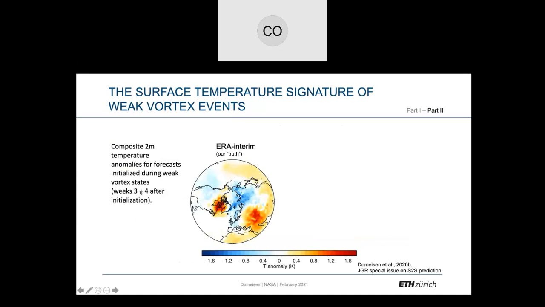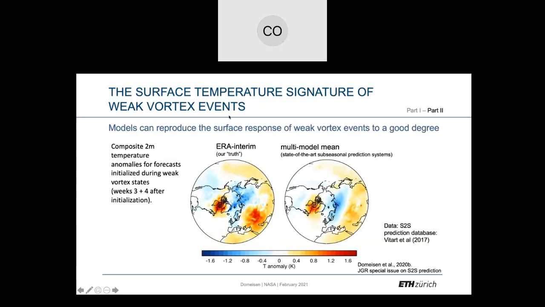So I'm plotting here, again, you've seen this plot before. This is weeks 3 and 4 after initialization. This is ERA-Interim, and this is the multi-model mean from the S2S prediction database that was put together by Frédéric Boutard. And you can see this comparison between the multi-model mean and kind of our truth. Basically, you see the same overall signal that we would expect. So overall, averaged over all events, we have a pretty good handle on predicting what's happening in the troposphere.